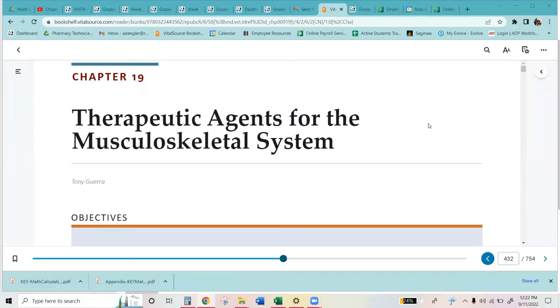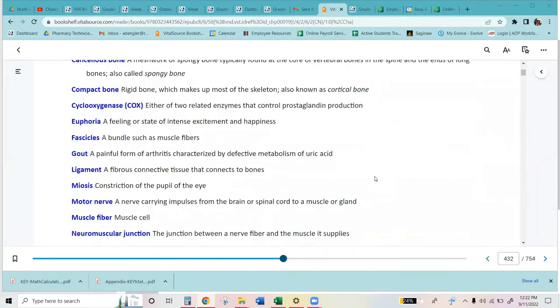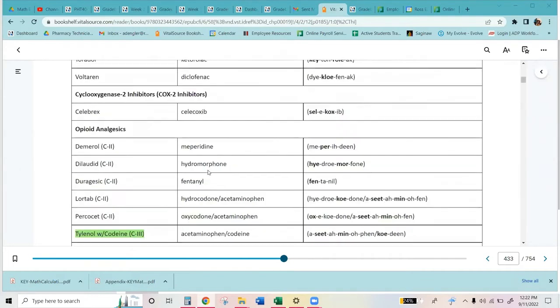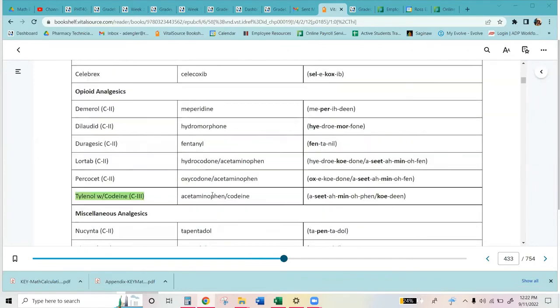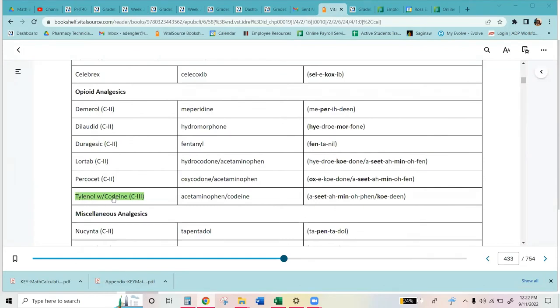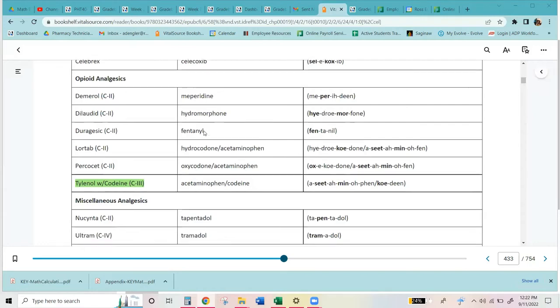Chapter 19, Therapeutic Agents for the Musculoskeletal System. In the beginning of the chapter, we have the common drugs for conditions of the musculoskeletal system. We have salicylates, aspirin, non-steroid anti-inflammatory drugs, NSAIDs, and a few other ones that we will go over throughout the chapter. And I do have Tylenol with codeine highlighted.